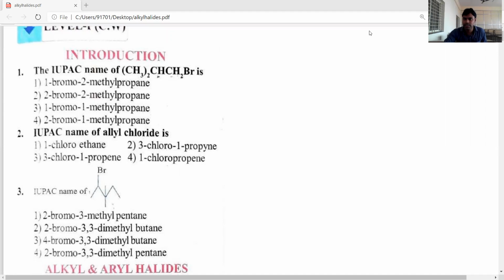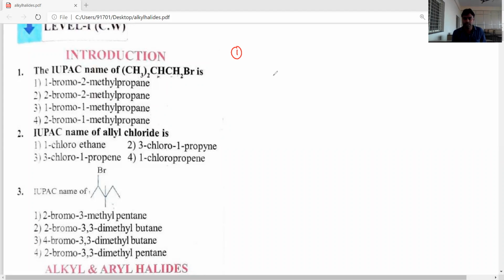It becomes very easy, and we have to remember named reactions, preparation methods, and reagents and all. Along with that, IUPAC nomenclature also we need to remember. Already you have learned it in first PUC only. Let's see the first some introduction questions related to the alkyl halides and aryl halides chapter. What is the IUPAC name of the given compound?